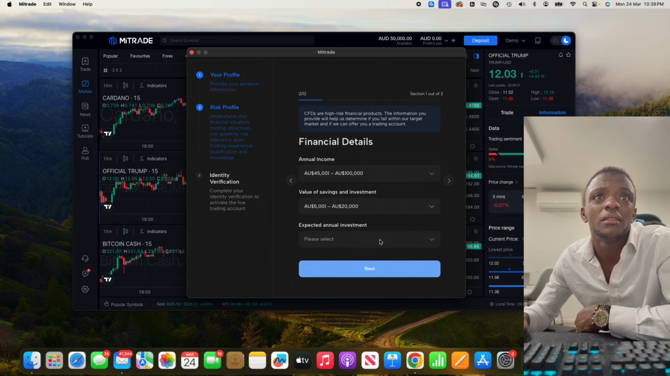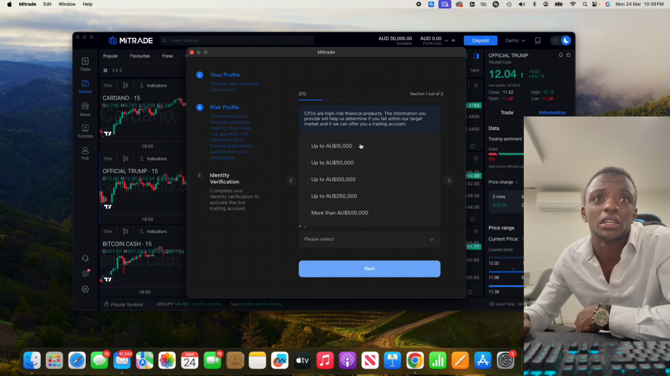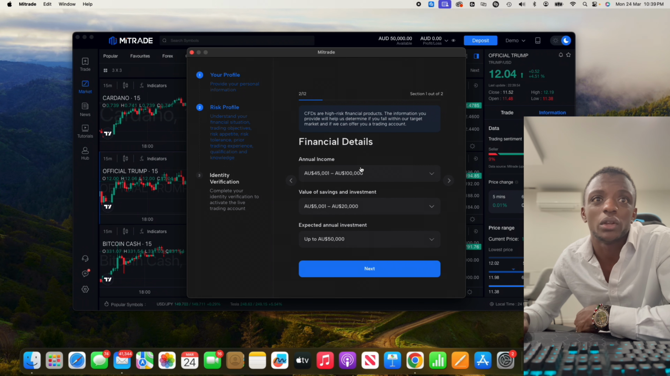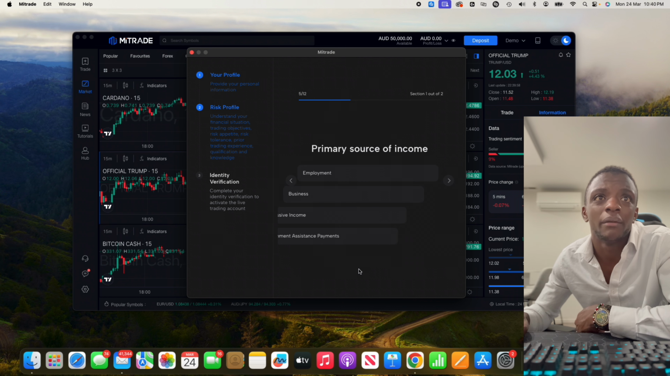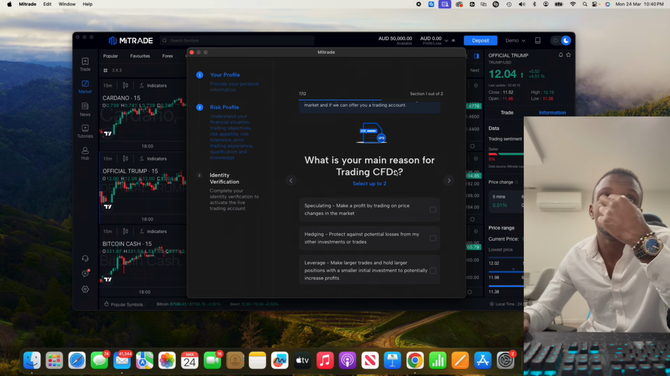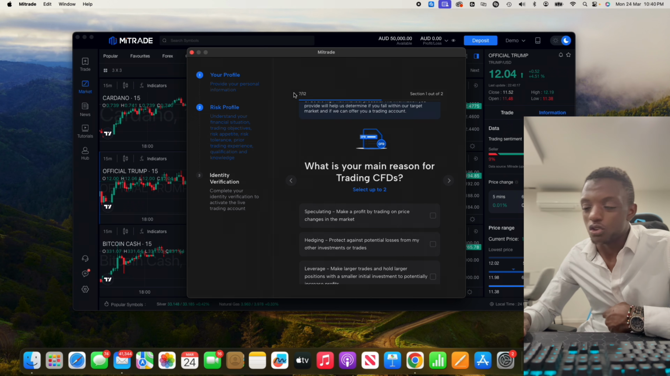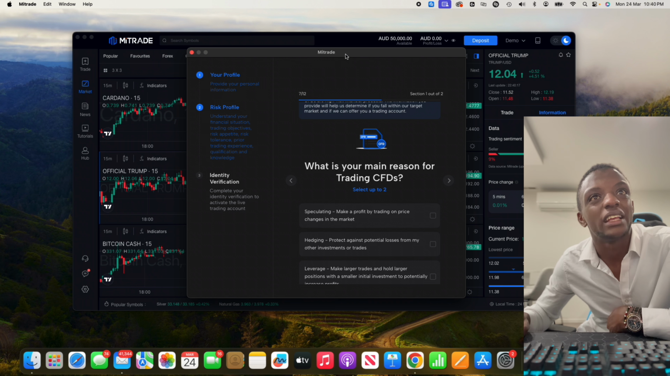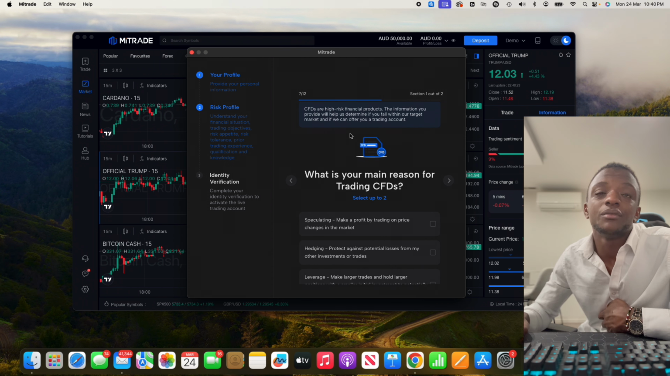Annual investment, you can just say 10K. You can put 50, just whatever you think you might be putting in. So most people, it's just 10K. Primary source of income, we just say employment. Can you currently pay your bills and debts? Yes. So this is pretty much just to make sure you're not gonna go broke if you start trading. So I guess they're just trying to verify that you know what you're doing.